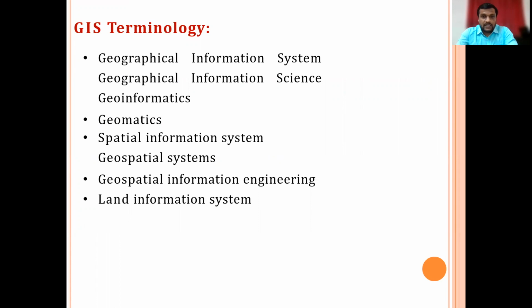We can have different names of the GIS, that is Geographical Information System, which is a very commonly used name for GIS. Then we can call it Geographical Information Science. Geoinformatics is maybe another term used for GIS. Then geomatics, spatial information system, geospatial systems, geospatial information engineering, or another name of GIS is land information system. So these are the synonyms of GIS. We can use any of the terminology for GIS, but the most widely used full form of GIS is Geographical Information System. Now moving to the next slide.